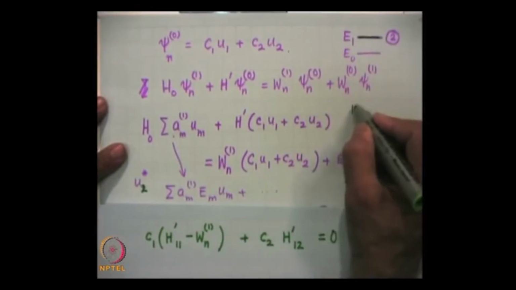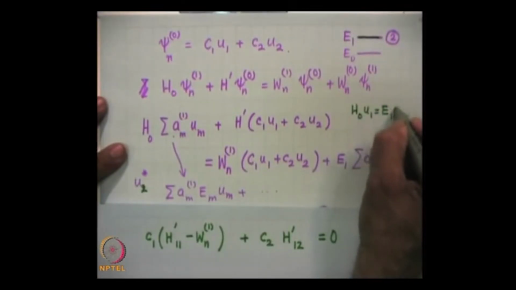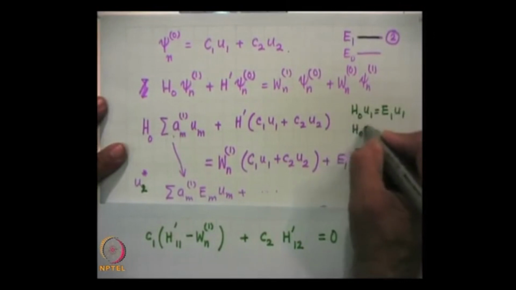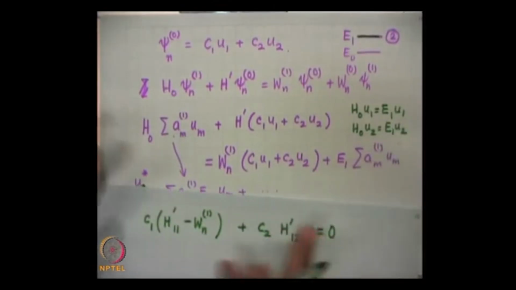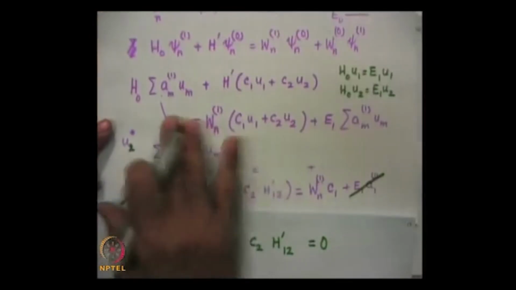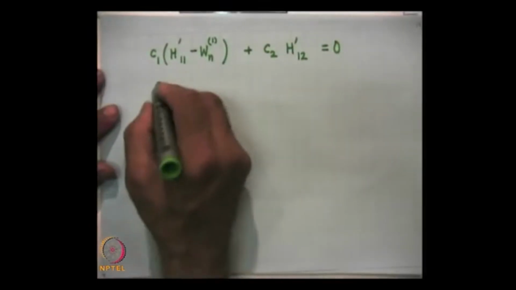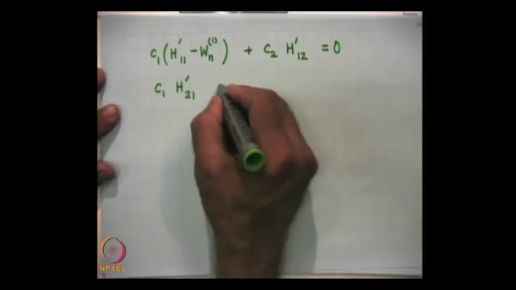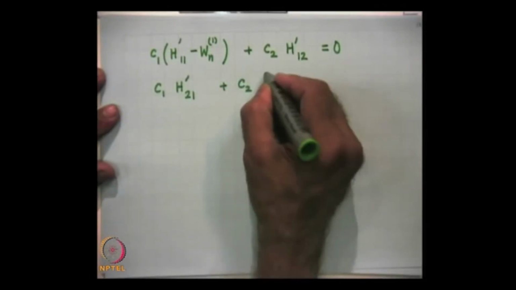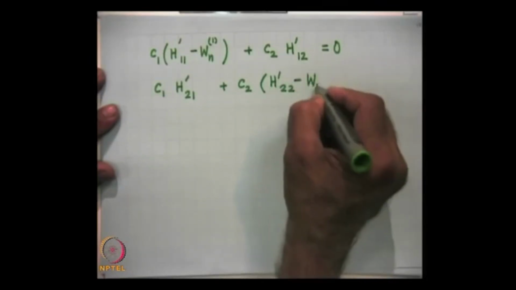We had said that H naught U1 is equal to E1 U1 and H naught U2 is also equal to E1 U2. They correspond to the same energy eigenvalue. So, this term and this term will again cancel out, and what will be remaining is C1 H prime 21 plus C2 (H prime 22 minus Wn1).